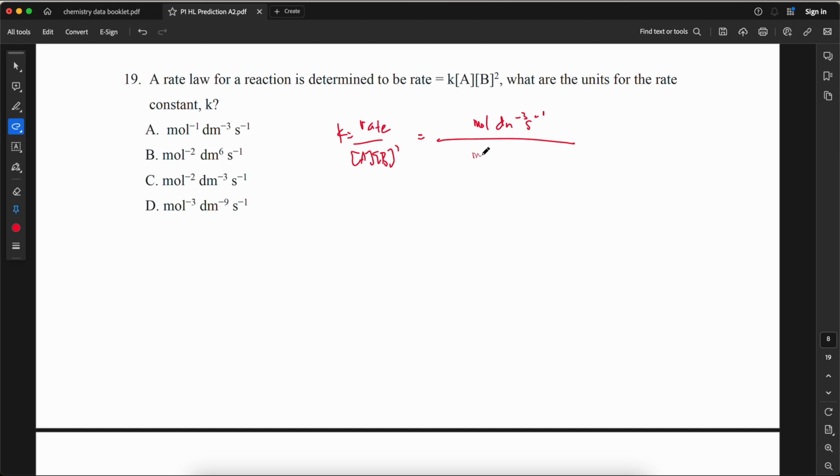So we've got mol dm⁻³ to the power 3, because here is 1 and here is 2. So we can remove this 1 and it becomes 2. So s⁻¹, that would be mol² dm⁻⁶. Now we bring it up: mol⁻² dm⁶ s⁻¹. So the answer is B.